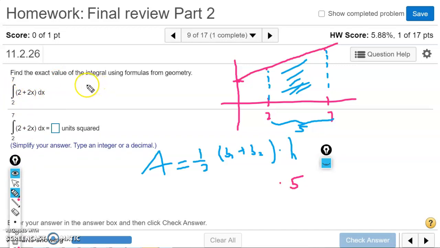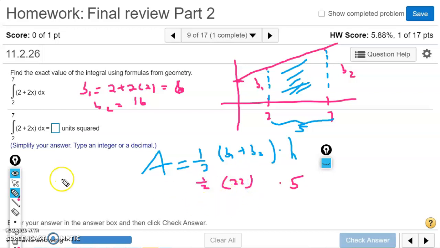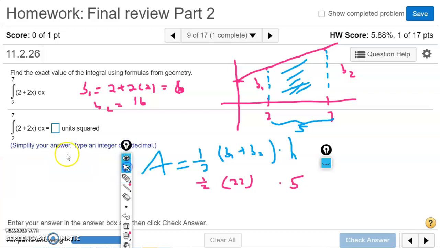So if you put 2 in, base 1 is going to be 2 plus 2 times 2, because you're going from 2 to 7 and base 1 is right here, and base 2 is right here, this distance up and down there. So you're going to have 4 and 6, so that's 6. Base 2 is going to be 14 plus 2, which is 16. So you're going to have 6 plus 16, so this is 22. 1/2 of 22 is 11. So you have 11 times 5. Your answer should be 55.